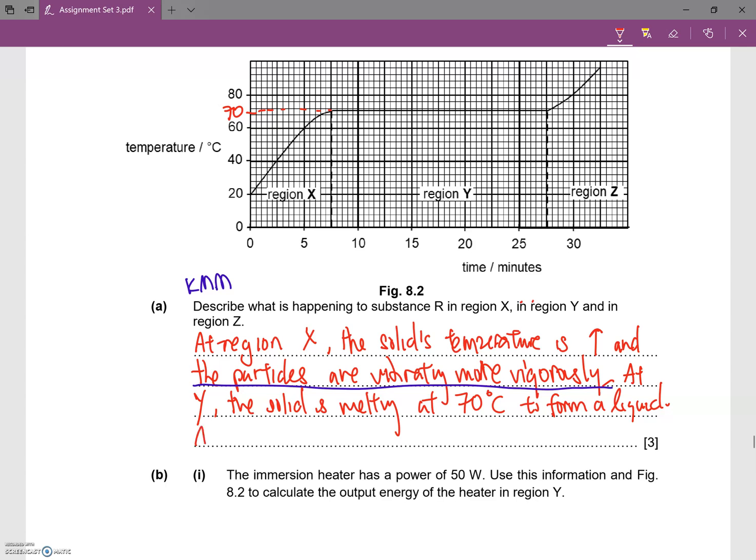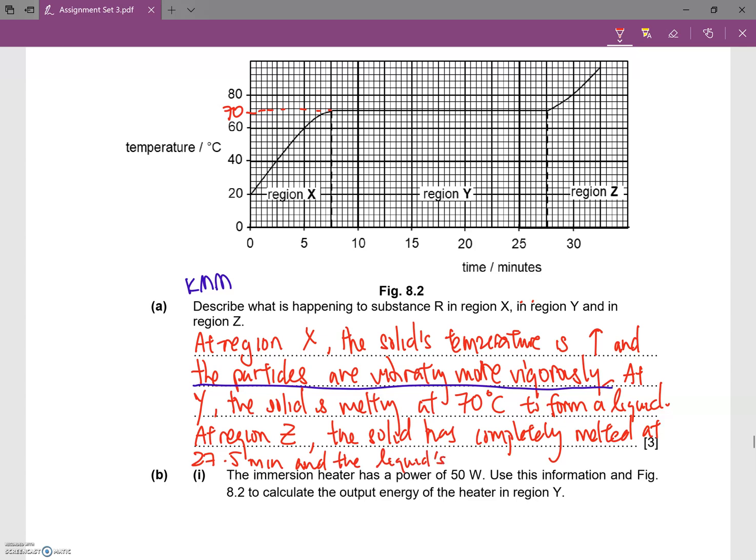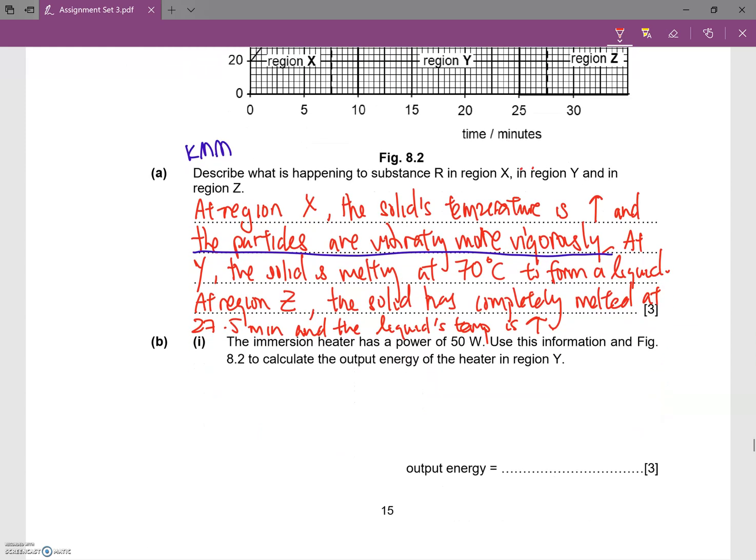And lastly, at region Z, the solid has completely melted at 27.5 minutes, and the liquid temperature is increasing. So when the temperature of the liquid is increasing, the particles are moving around in the liquid at a faster speed. Okay, so that's for part A.